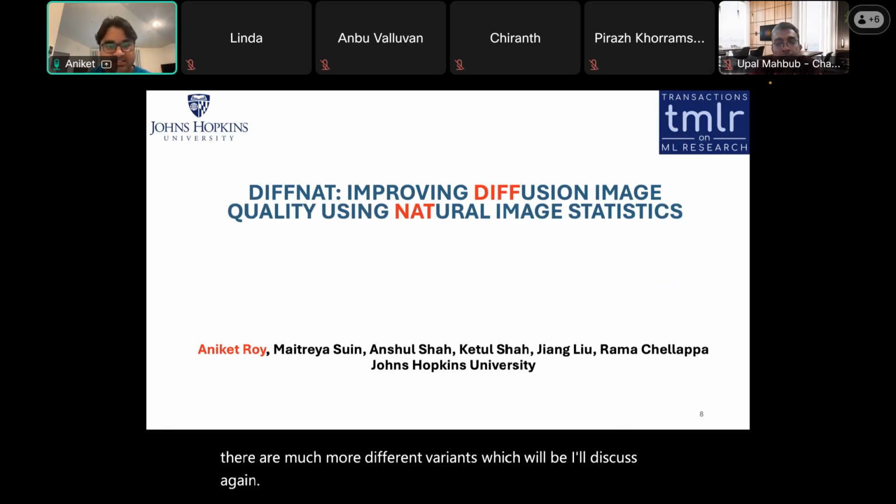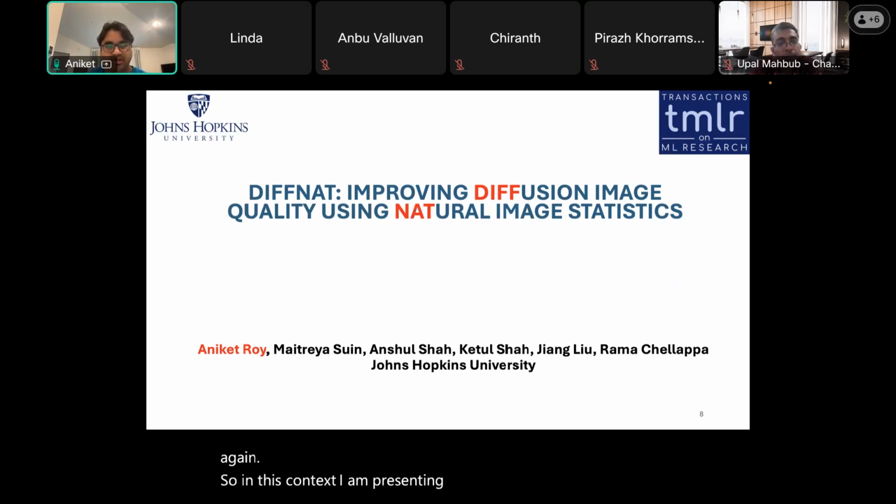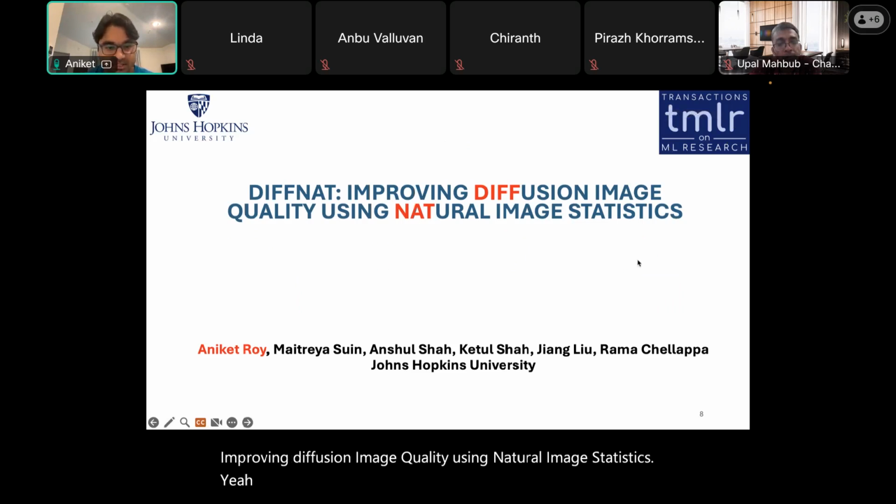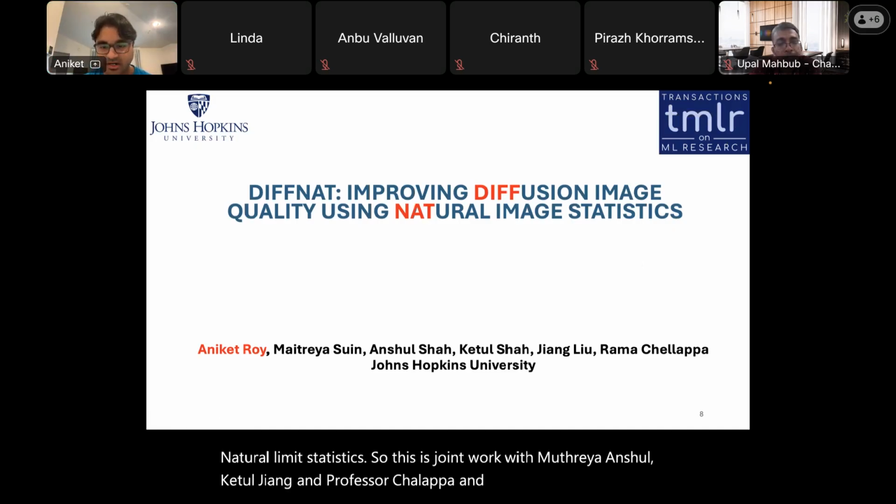In this context, I am presenting our recent work called DiffNat: Improving Diffusion Image Quality Using Natural Image Statistics. This is joint work with Maitreya, Anshul, Ketul, Jiang, and Professor Chellappa, and it was published in TMLR recently.